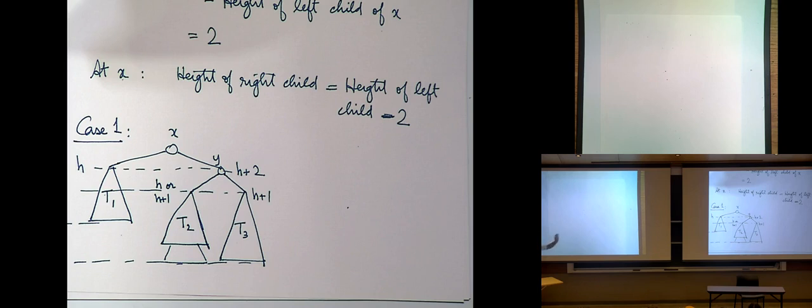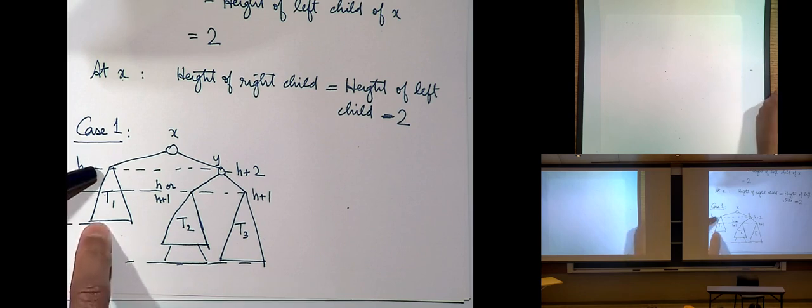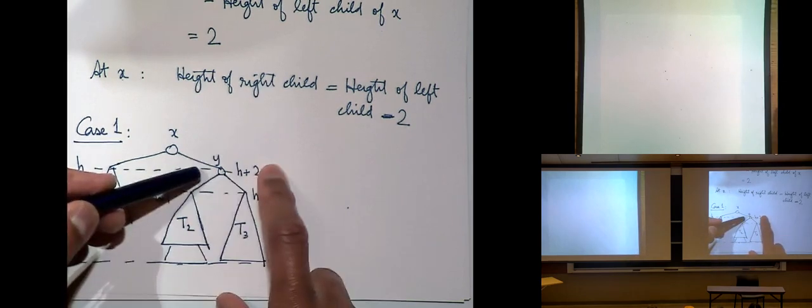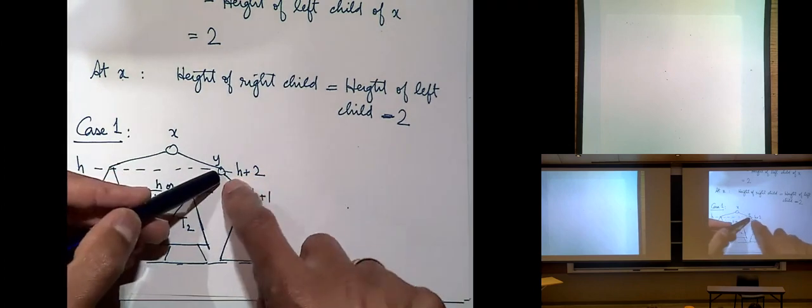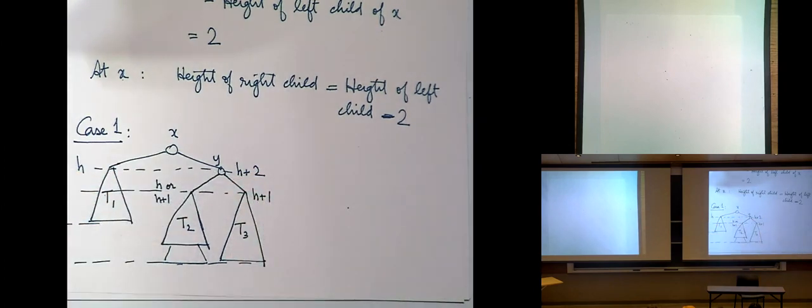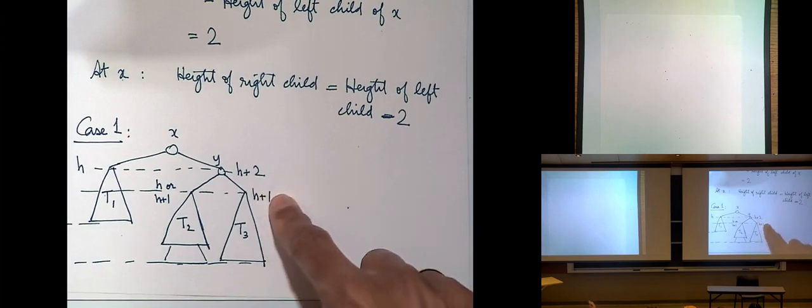Okay, does this picture so far make sense? Right? The height of T1 is h. The height of y is h plus 2. Now, y has a height of h plus 2 because somewhere one of its children has a height of h plus 1. I'm assuming that it's the right one. Yes?